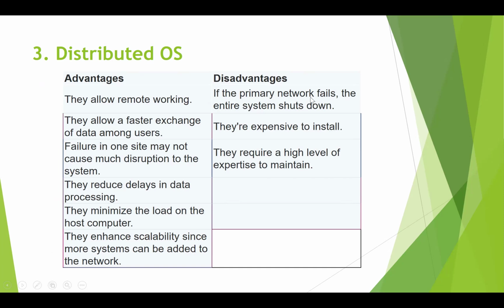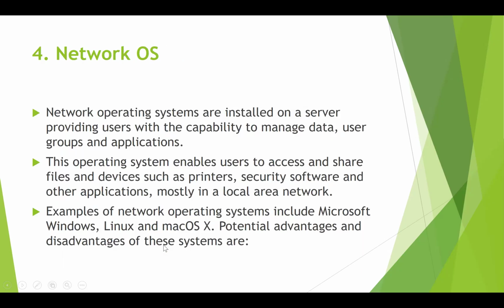If the primary network fails, the entire system shuts down. It is very expensive to install. So, faster exchange of data among the users, but failure in one side may not cause disruption to the other one. A high level of expertise is needed, and it reduces delays in data processing. Some more advantages are there: it minimizes the load on the host.